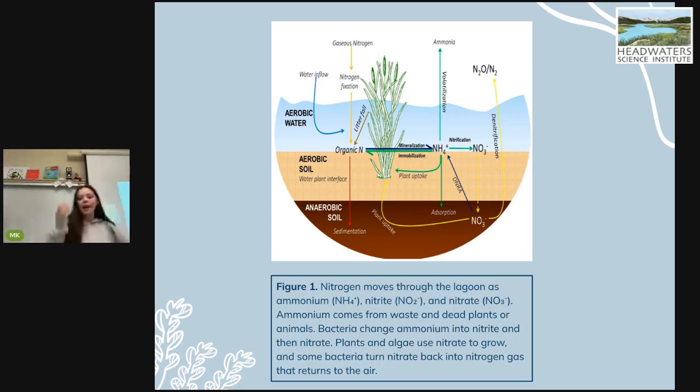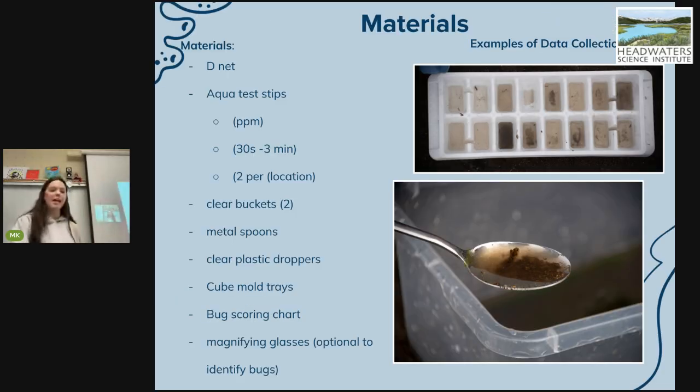And ammonium comes from the waste and dead plants of the animals, and bacteria change ammonium into nitrite and then nitrate. And plants and algae use nitrate to grow, and some bacteria turn nitrate back into nitrogen gas that returns to the air. Okay, so you may be wondering how exactly we get this data.